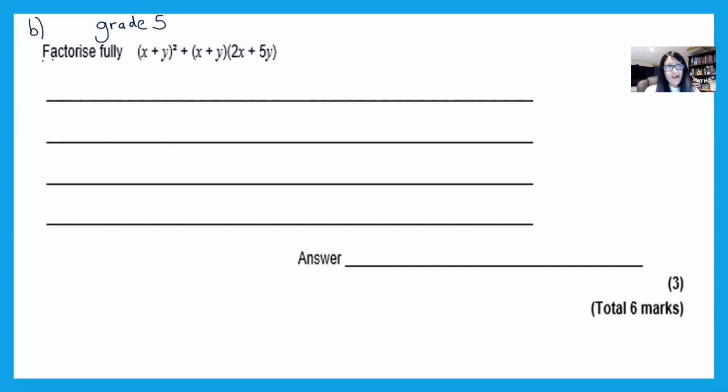So the question says factorize fully. So you have to factorize fully to get all 3 marks. And we've got this great big expression going on here. So (x plus y) all squared, all that means is x plus y multiplied by itself, (x plus y)(x plus y), plus (x plus y) multiplied by (2x plus 5y).